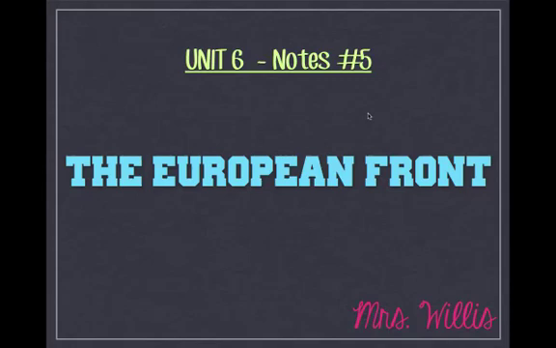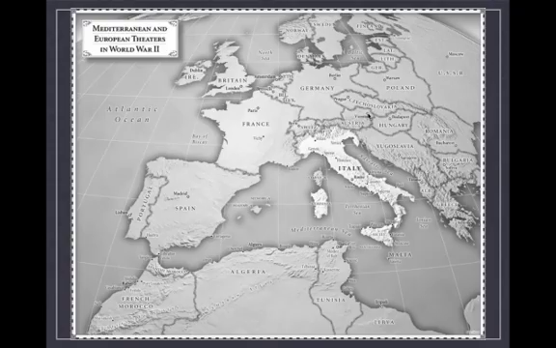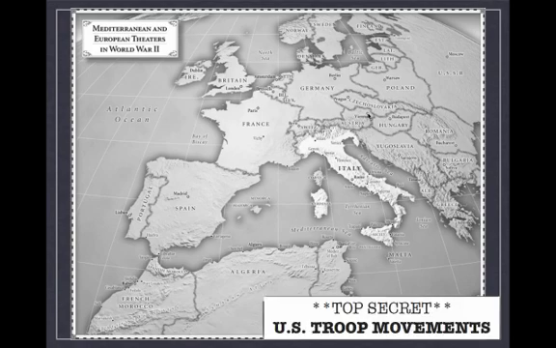Today we're looking at Unit 6, Notes number 5, the European Front. So we're actually now going to begin discussing battles in Europe that the U.S. was involved in. So first, let's look at a map of Europe. We're going to look at where the U.S. decides to make their movements into Europe.